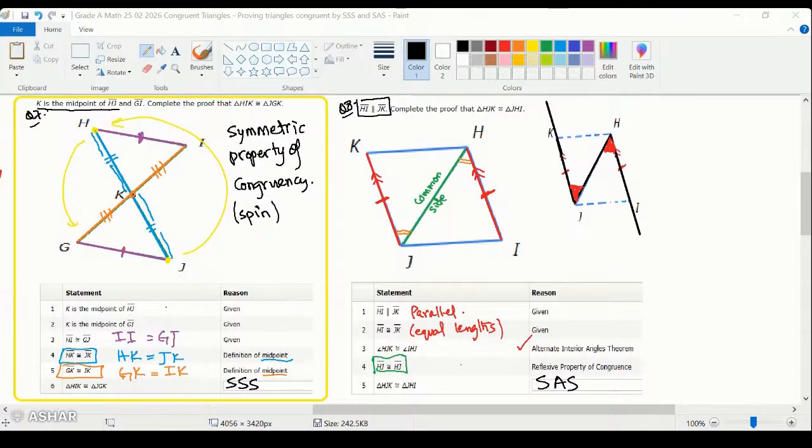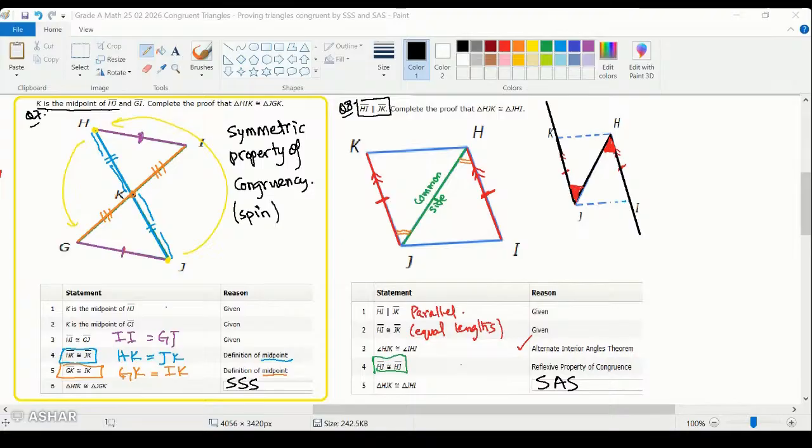For the next question, it says, just a moment. No, it's the same. I think it's the same question. Side angle side. Yeah, it's the same question. Let's copy the next.